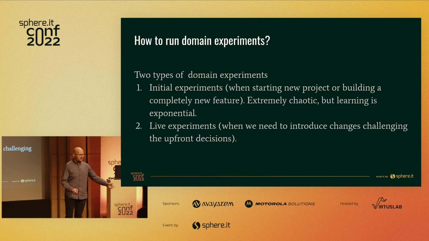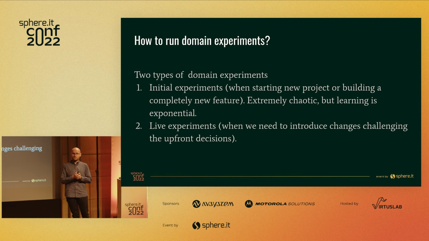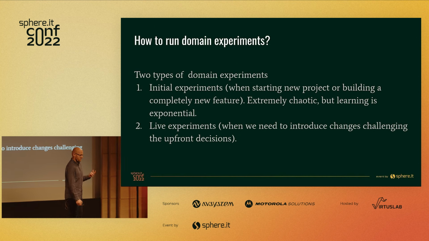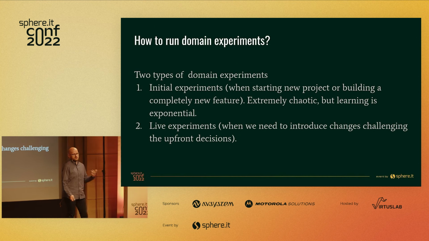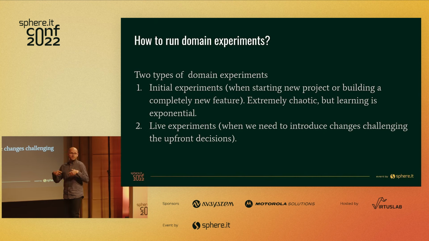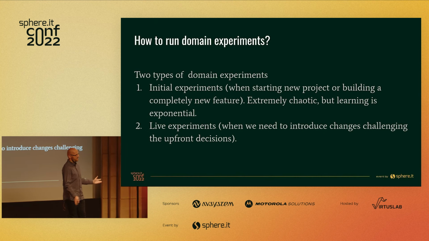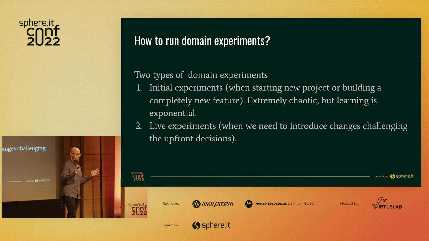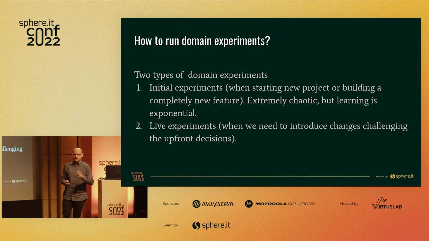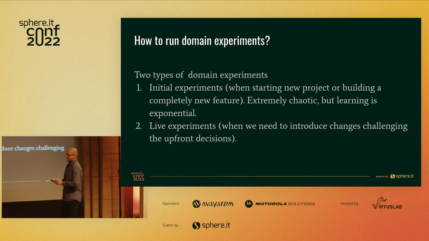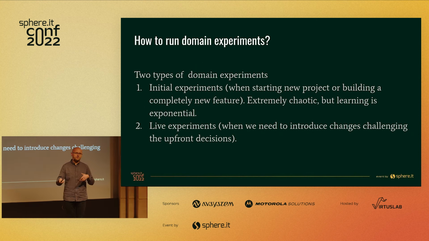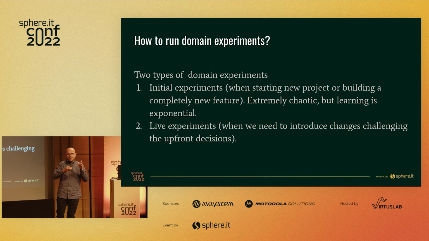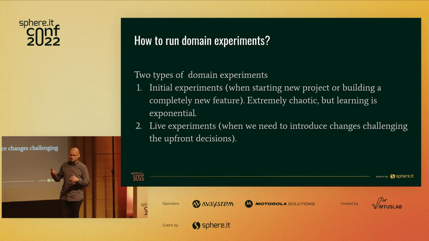OK, so how can we run these experiments? There are 2 types of experiments I actually found out. The first type is initial experiments. And these are usually experiments on the greenfield, when you're building something new. It's usually extremely chaotic, but learning is exponential. Then we have live experiments. And live experiments are basically challenging upfront decisions. So you mostly run experiments based on some legacy assumptions, based on some legacy software.